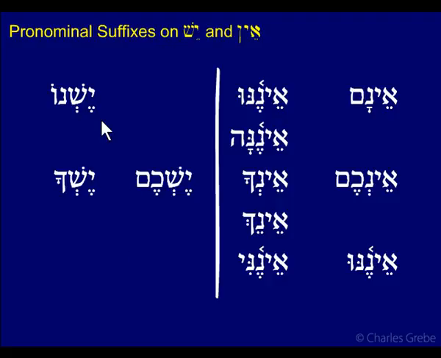But just to look at them anyway, first thing we notice here is that the tzere is reduced. We have segol instead of tzere, if you can see the little tzere there. So we have yeshno. The nun, I'm not sure where that comes from, but the o we recognize as a 3ms suffix. Yeshno. Yesh-ha. So that's pretty straightforward. Just add the ha. And yeshchem. Again, just add the chem.